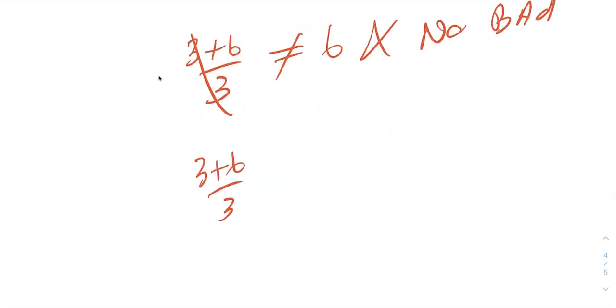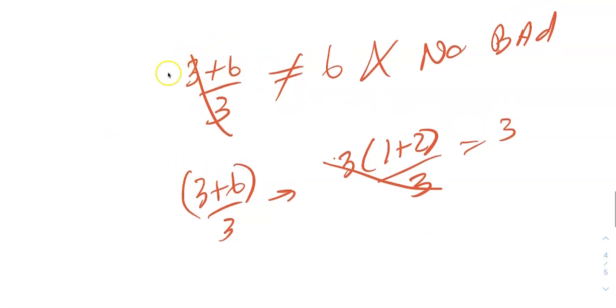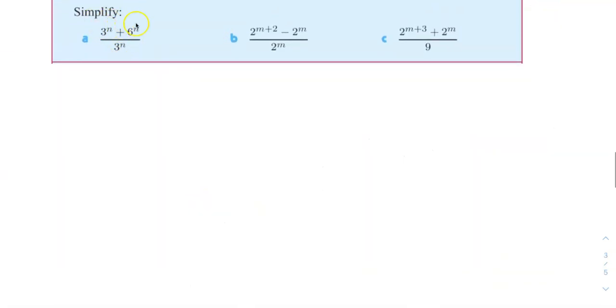How do you simplify it? There's an implied parentheses on top, so you factor out what they have in common, which is a 3, and you get 1 plus 2 over 3. These reduce and you get 3. That's what we want. We want to factor out the top and then cancel, because we can't just cancel out willy-nilly, because there's implied parentheses. Same rule here. I can't just cancel out 3n's.